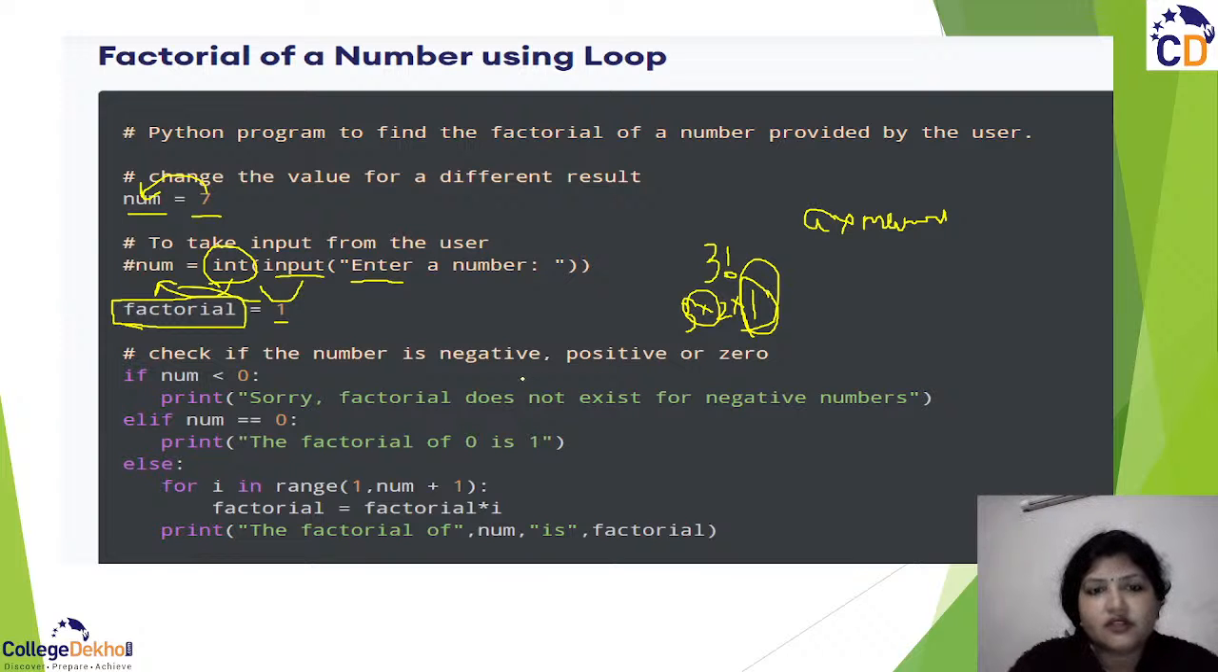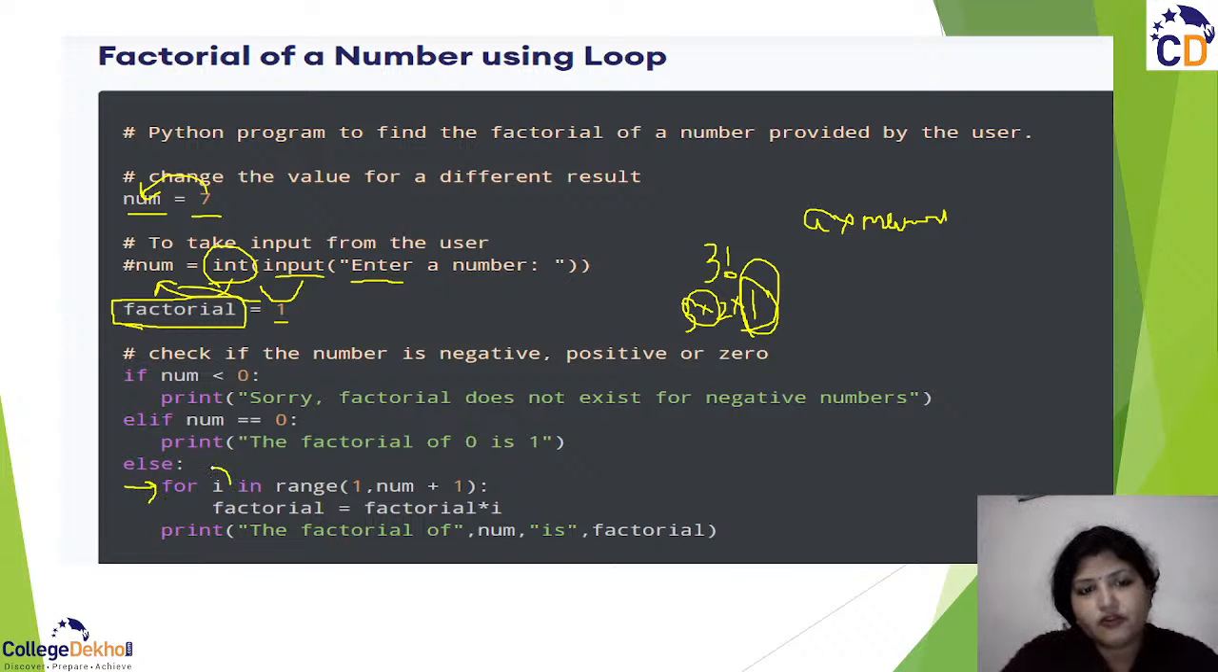Check if the number is negative, positive or 0. So let us check if the number is less than 0, then sorry, because for negative numbers we don't perform the factorial part. And if the number is equal to 0, then the factorial of 0 would be 1. So the direct message will be printed on the screen. Whereas if the number is positive, then what we are going to do is use a for loop.